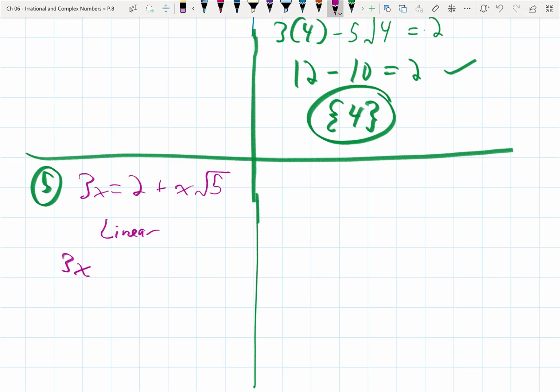So let's do that. 3x minus x root 5 is equal to 2. What now? What do you mean by take out? But then we'd have an x in the denominator. Factor? If I put parentheses around this, and I take the greatest common factor of x out, I get x times 3 minus root 5 is equal to 2. I want to pause on this for just a second.